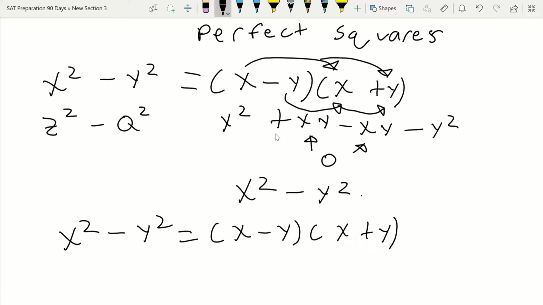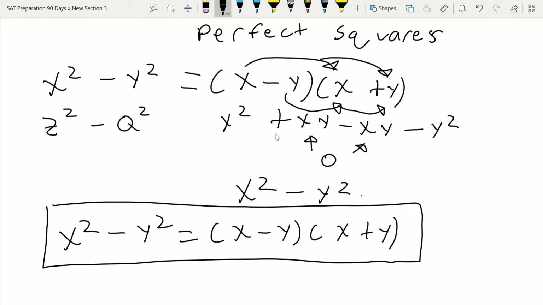So keep in mind that's a pattern that you're going to want to recognize. You're going to want to be able to remember that for the SAT. So I want you to memorize this equation before you take the SAT. If you can memorize this equation, then when you see something like x squared minus y squared, you'll be able to factor it a lot faster because you know that those middle terms will cancel and you'll be left with that x squared minus y squared.